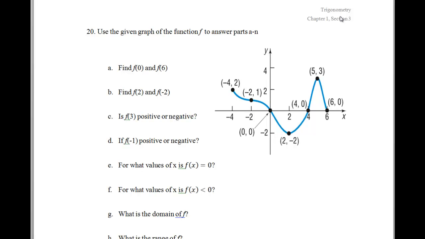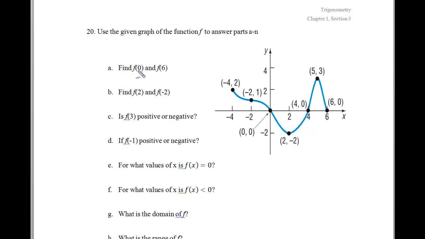This is Mark Anderson for Kellogg Community College with the second part to our look at Chapter 1 and Section 3. What I want to do first is take a look at the notation, and this is really important. In this function, this blue function over here to the right, we're going to look at the notation and be very specific about what it's asking.